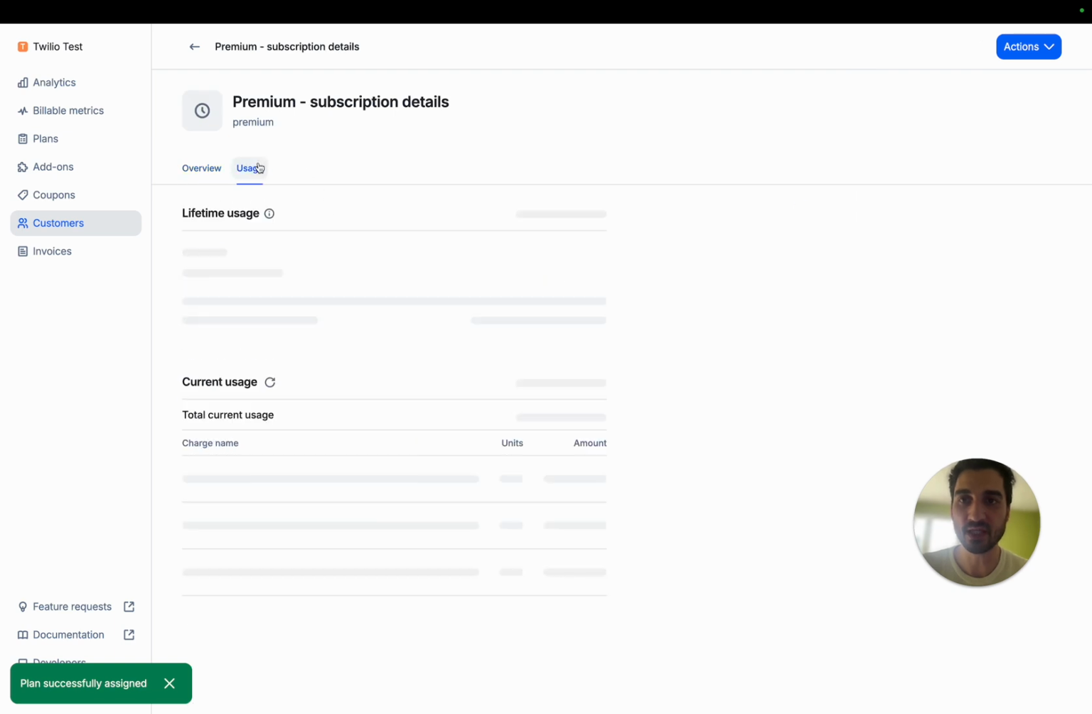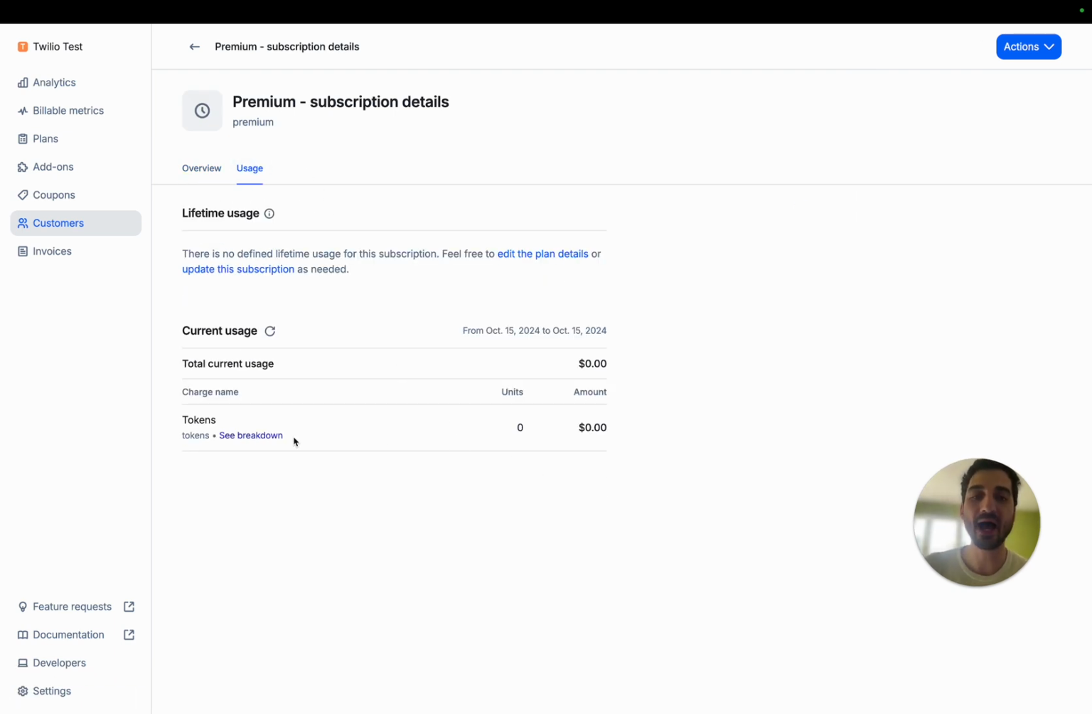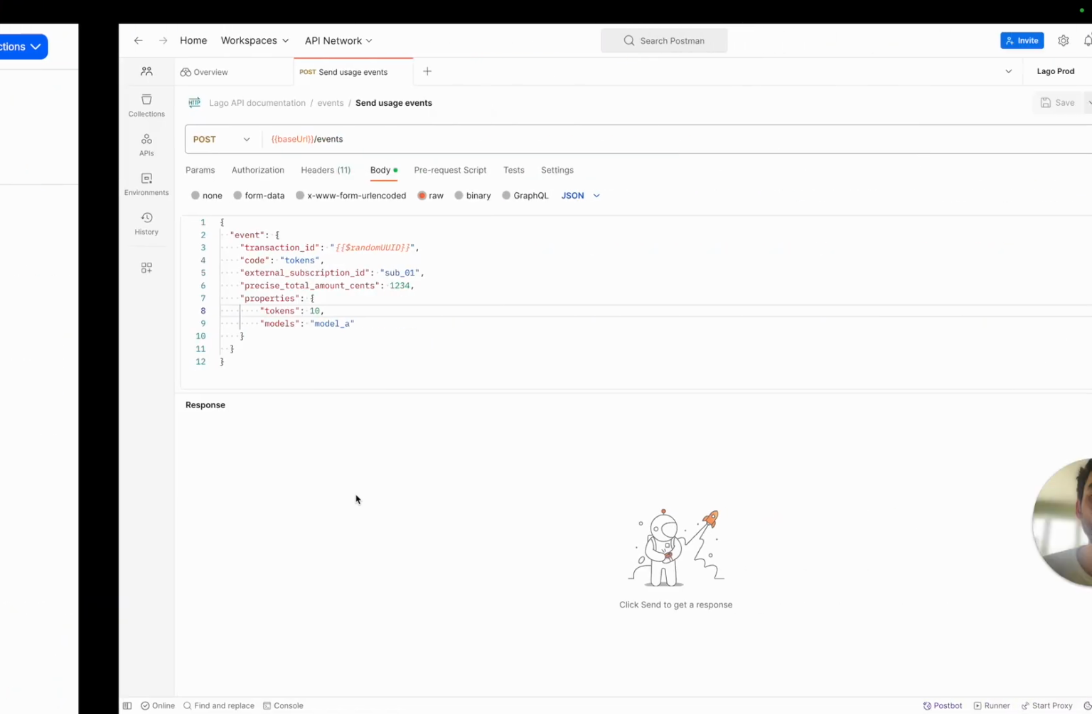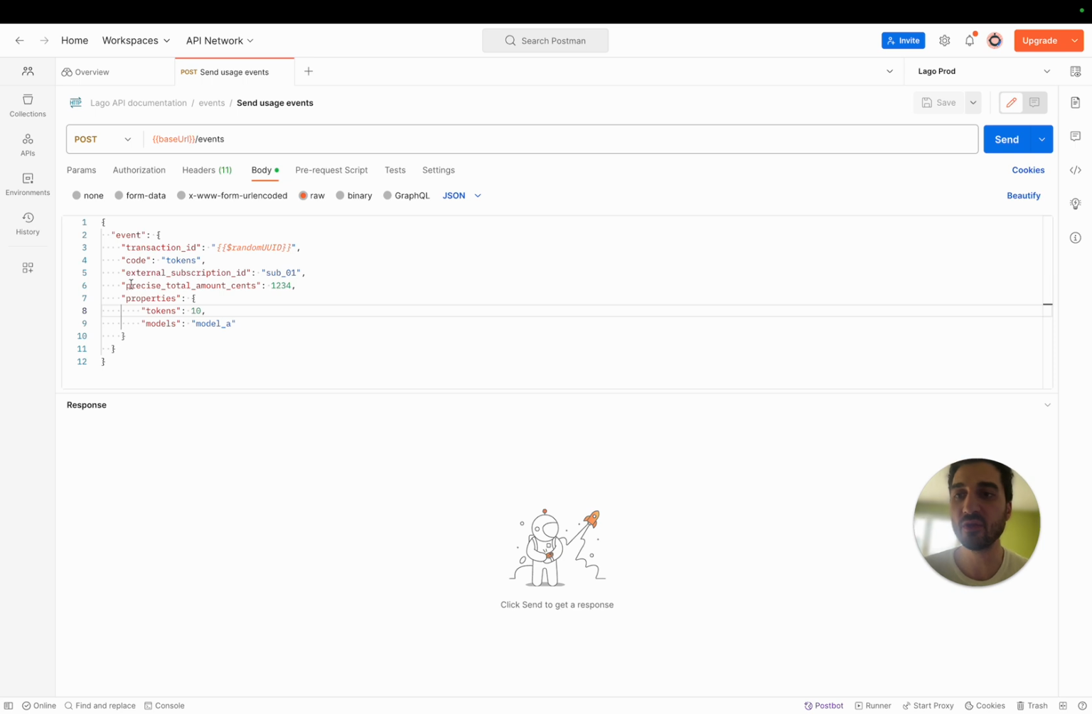So I'm going to go into my usage. Here you have a price and usage for the tokens fluctuating over time. And the way you can achieve that is by using this new field on Lego's API, which is the precise total amount cents. That's the price you're applying to your usage-based event. So for 10 tokens, in that case, the price would be $12.34. So I'm going to send 10 tokens for that price, and the customer is using the model A.